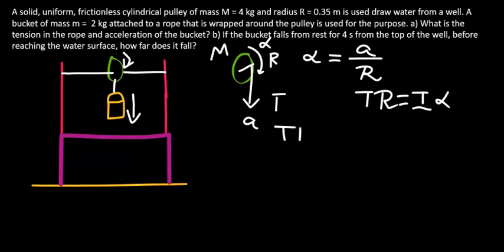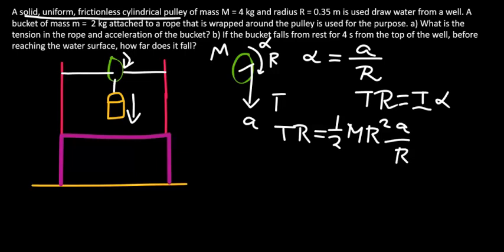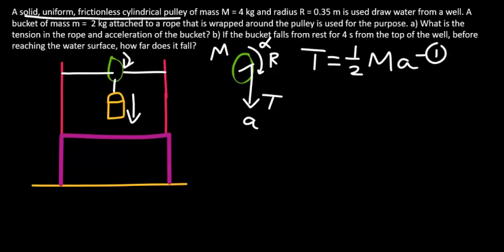T is the tension, R is the radius. The moment of inertia of a solid uniform frictionless cylindrical pulley is given by half times the mass of the pulley times the square of the radius. And alpha in terms of a is a over R. So you see this will cancel that, and therefore this will cancel that. And you're going to get an equation for the tension in terms of linear acceleration as follows: T equals half Ma, where capital M here is the mass of the pulley. So this is equation 1.